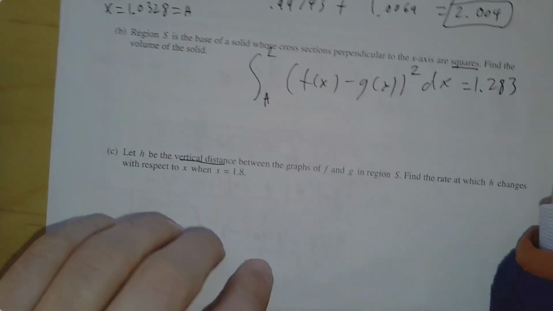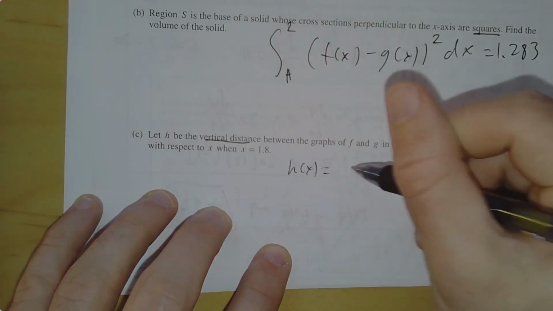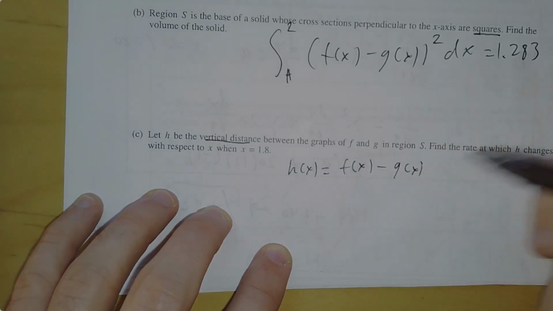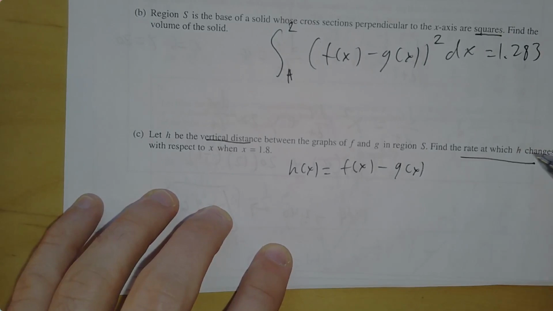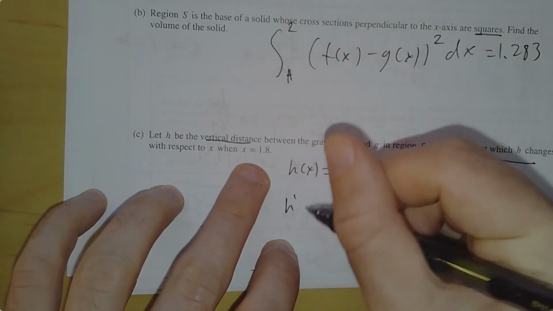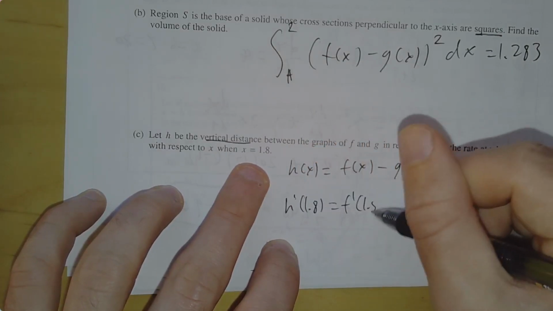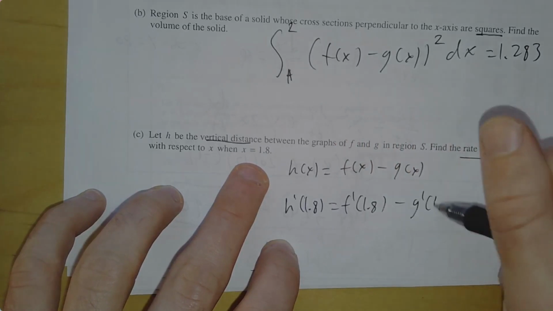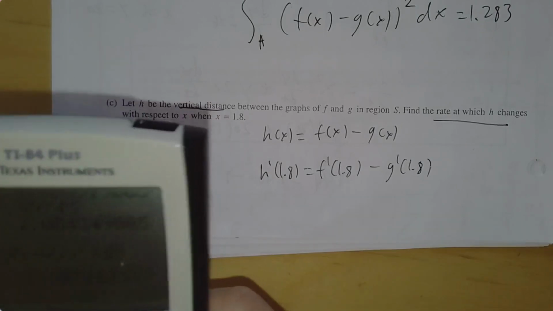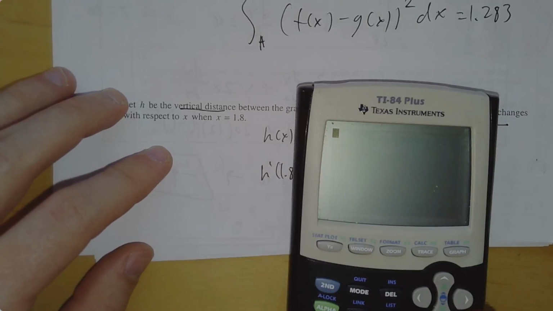So let's come back down here. We're going to say that h of x equals f of x minus g of x. So if I want to find the rate at which h changes at 1.8, then I'm going to want to take the derivative of h at 1.8. That's going to be the derivative of f at 1.8 minus the derivative of g at 1.8. And so this is just math 8. We're going to go into the calculator here. We're going to do math 8.